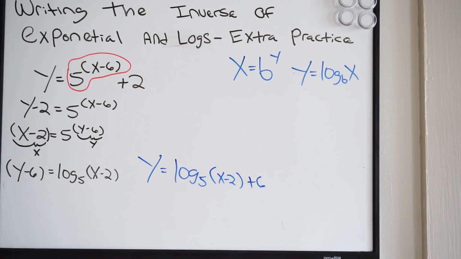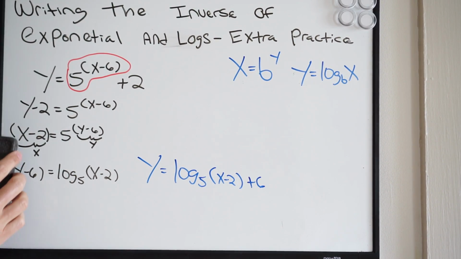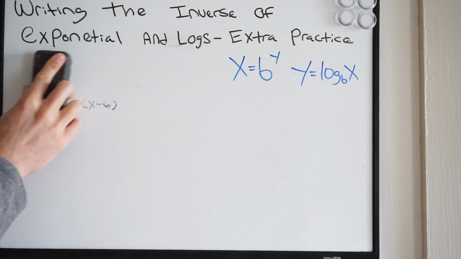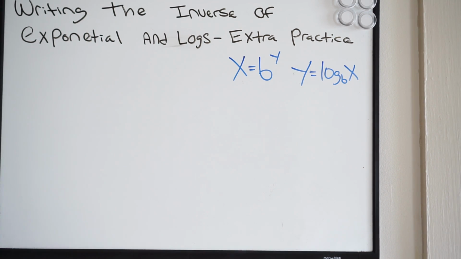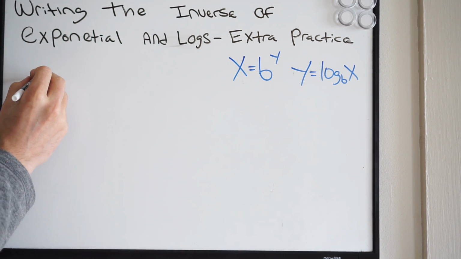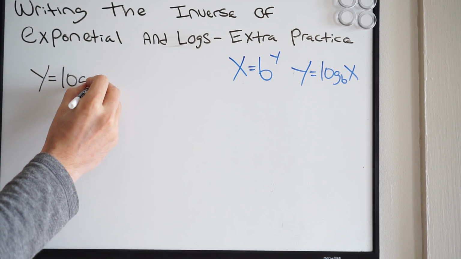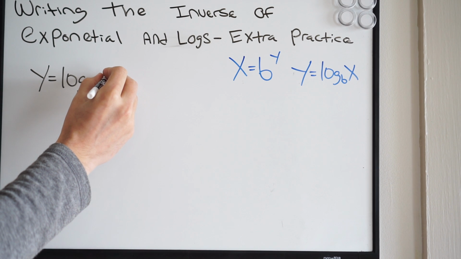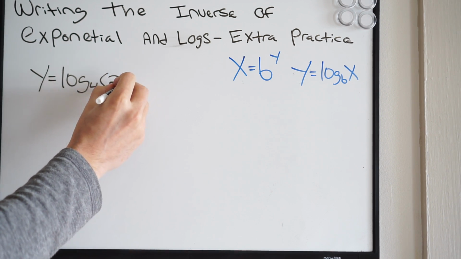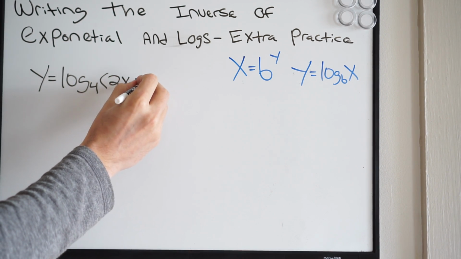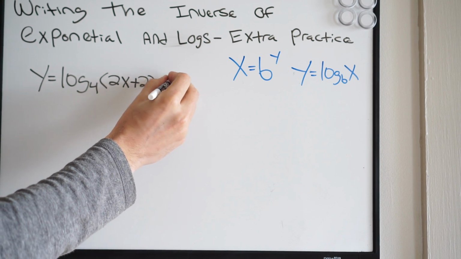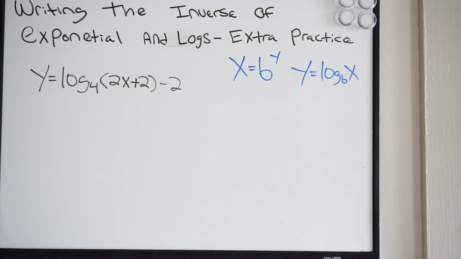Let's do another problem. Let's go in reverse now and take the inverse of a log. Let's erase this work here. So we'll have y equals log base 4 of 2x plus 2, minus 2. We want to find the inverse of this log.